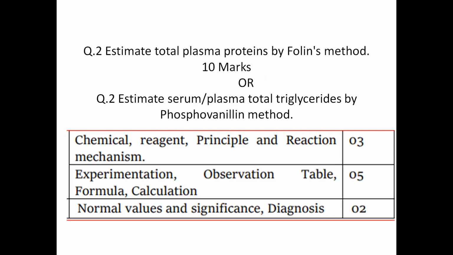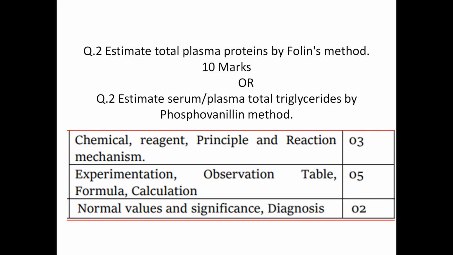Now question number 2: estimate total plasma protein by Folin's method, or estimate serum plasma total triglyceride by phosphovanillin method. Now student, both the questions are for 10 marks. One of these options will come. Okay. Now chemical reagent: between chemical and reagent, a comma has come by mistake.